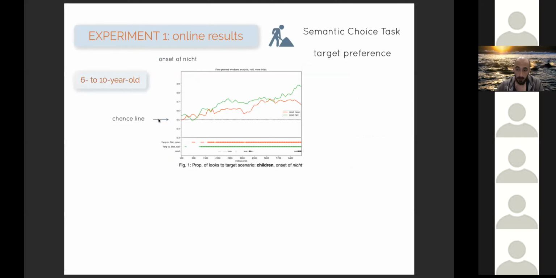So here are the children. This is the onset of nicht, okay? So, what was the sentence again? The captain did not dance with all the mermaids. So "did not dance," and then you still had to hear "all the mermaids," okay? What you see is that the green line is the implicature support, null condition, and the orange line is the implicature violation, none condition, okay?